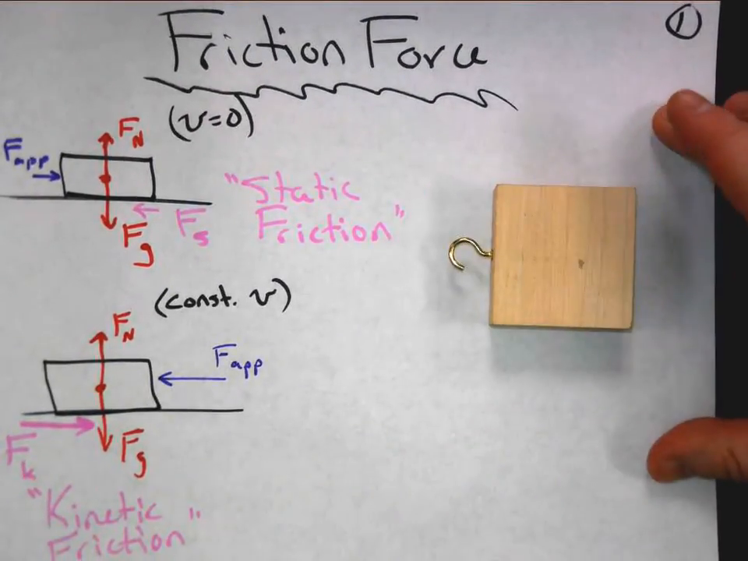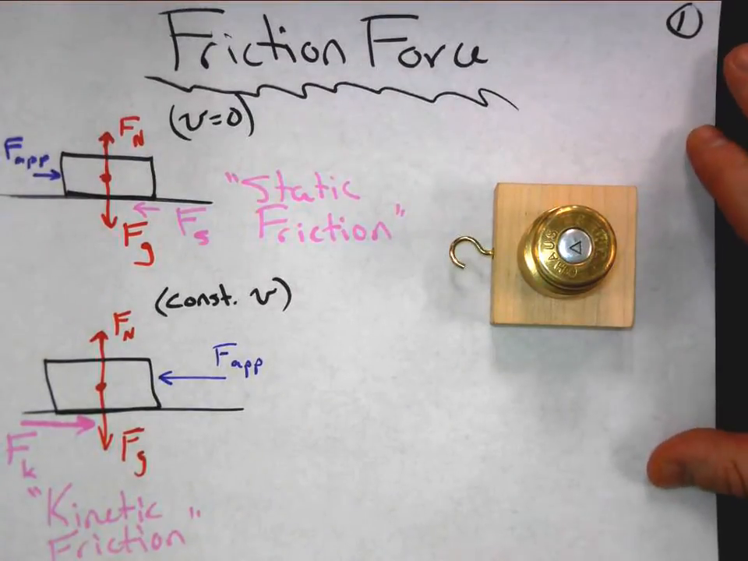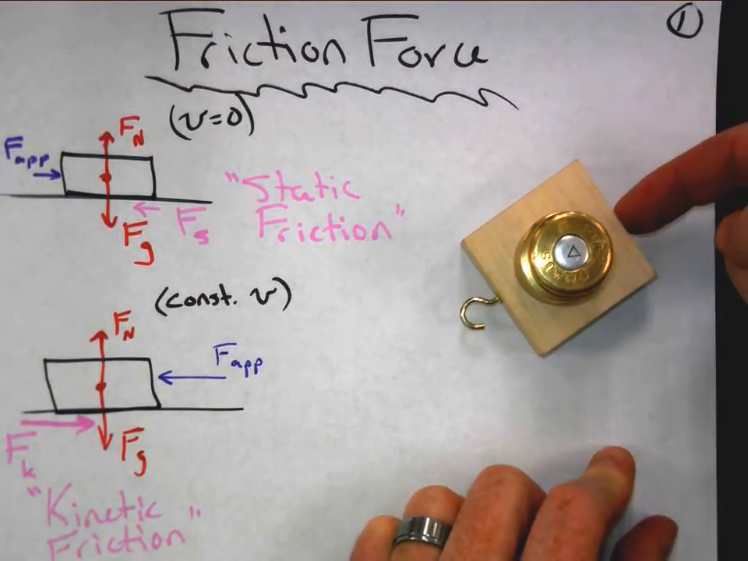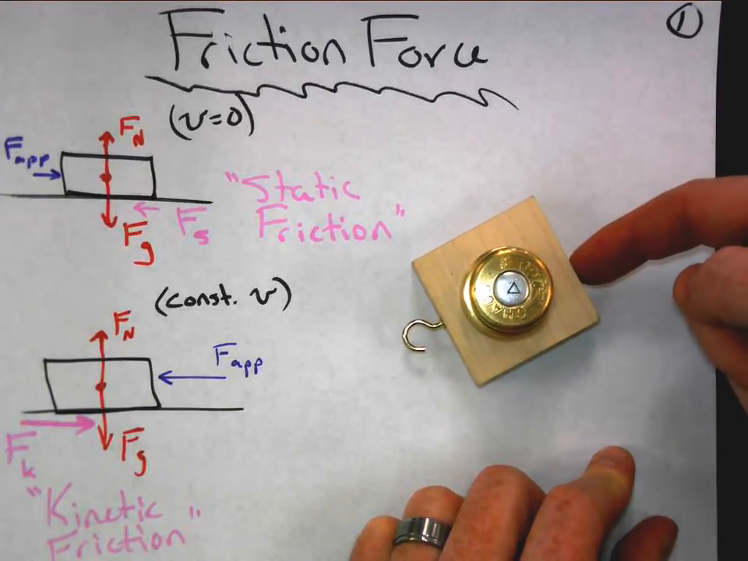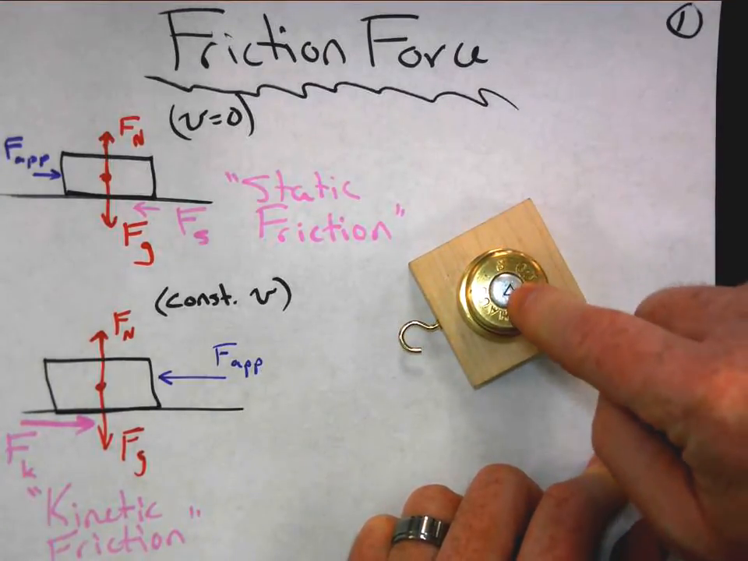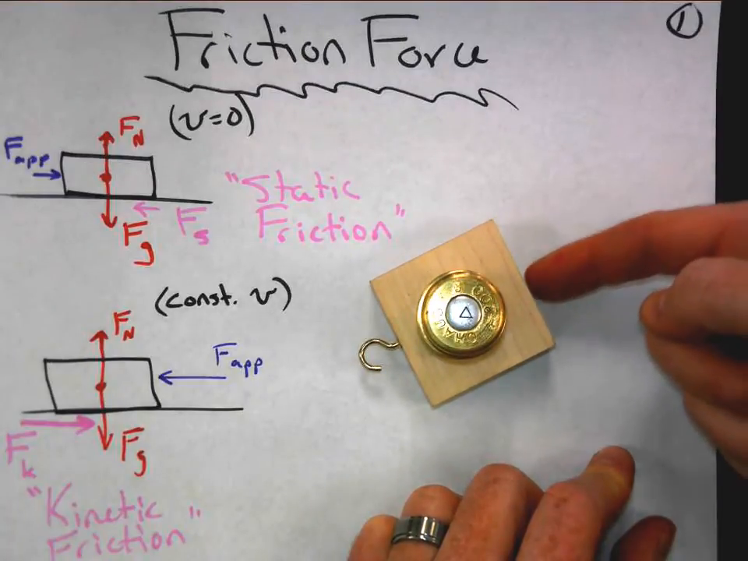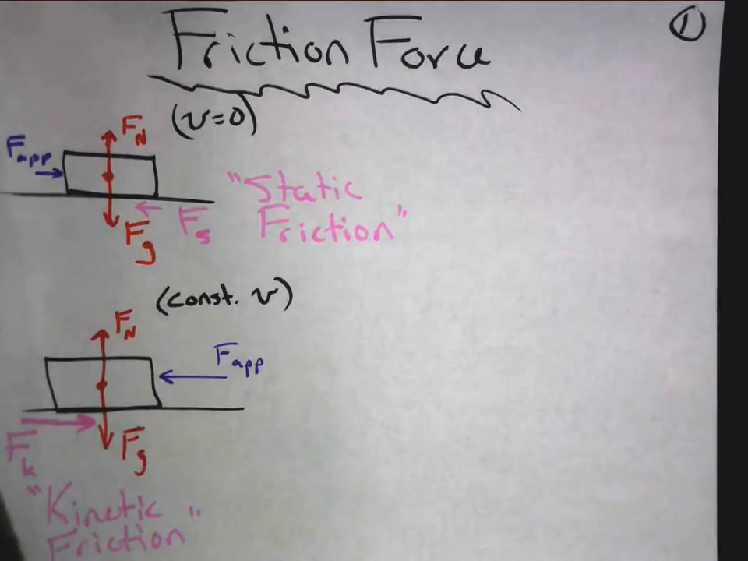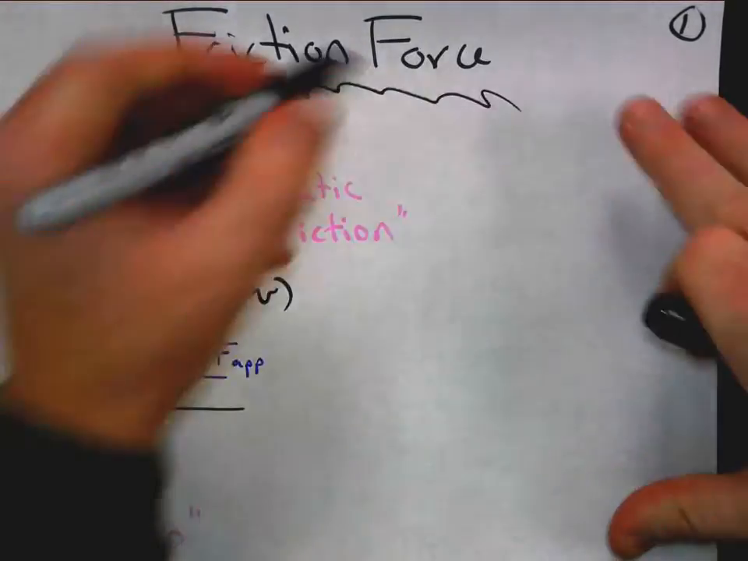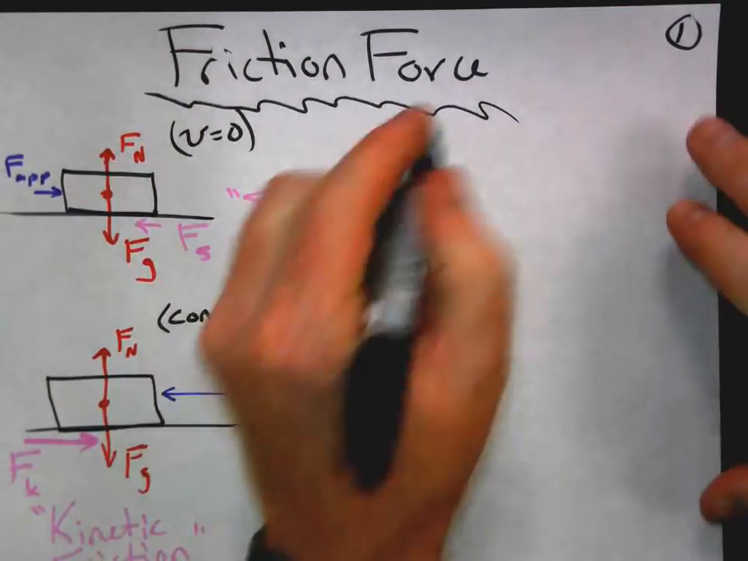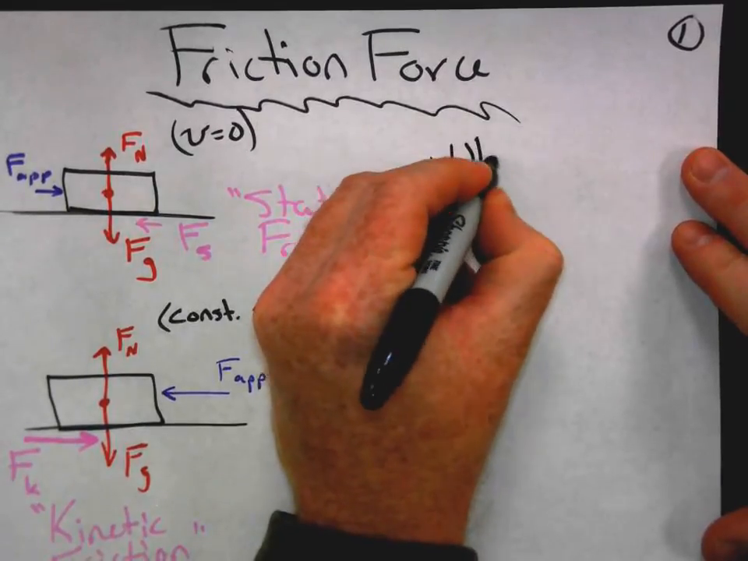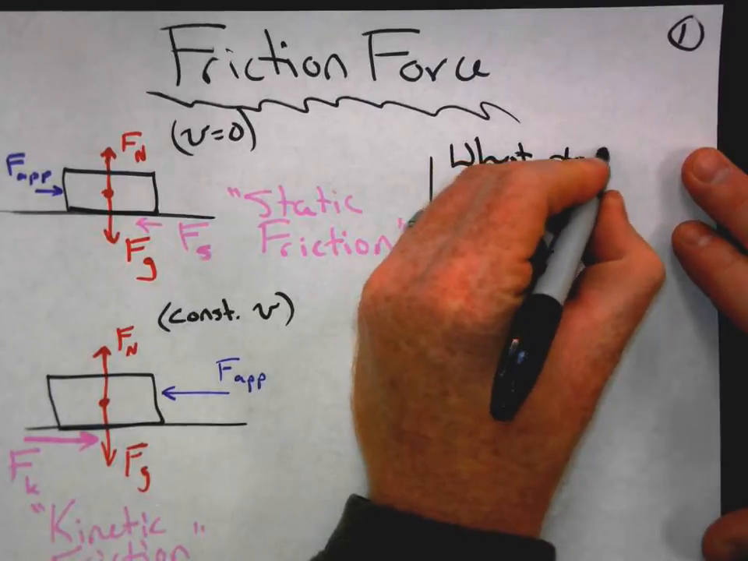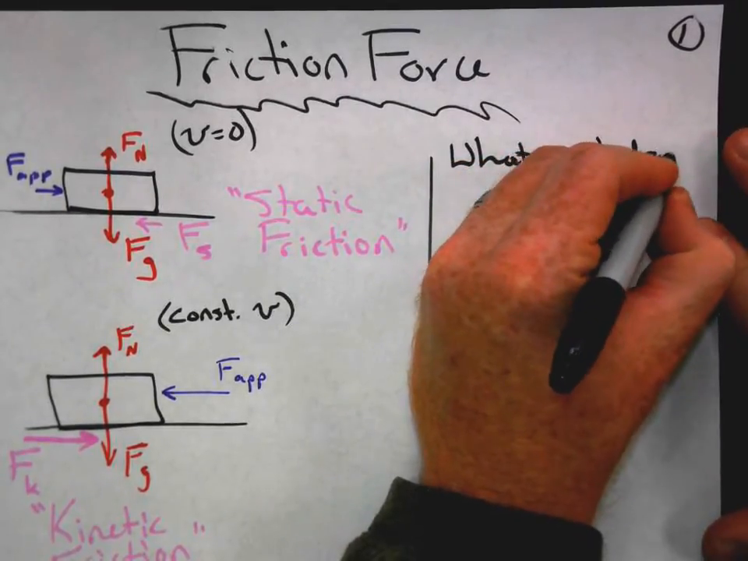There's another thing I could do. I could add some mass. I could make this block heavier. When I do that, it's actually harder to move. Not harder to move because of the mass, although that is true, but because there's more friction between the block and the piece of paper. So there are several things that don't really affect friction, but several that do. So what are the things that do and don't affect friction?